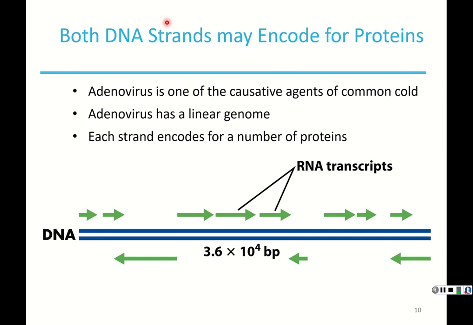So it's not as simple as one of the strands always being the coding strand and the other always being the template strand. It very often is the case that you can do this transcription in both directions, and so there are multiple gene products. In adenovirus, one of the things that cause the common cold, this happens. It has a very large linear genome, and each strand encodes a number of proteins. You can see these green arrows indicate where a gene is on that DNA, and what would be RNA transcripts from that, and it goes in both directions.